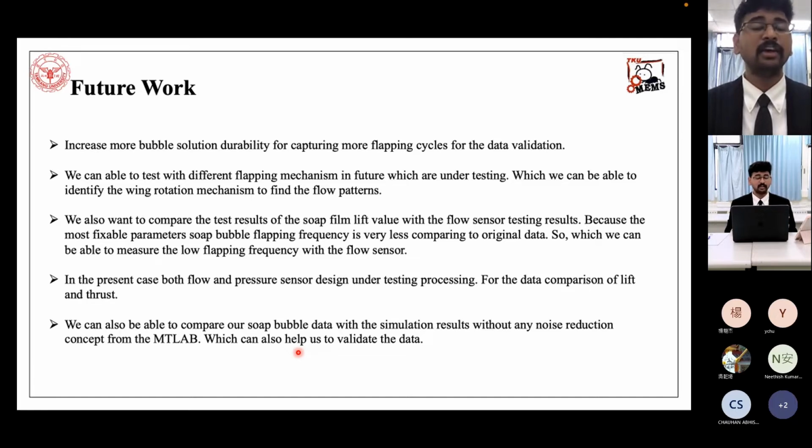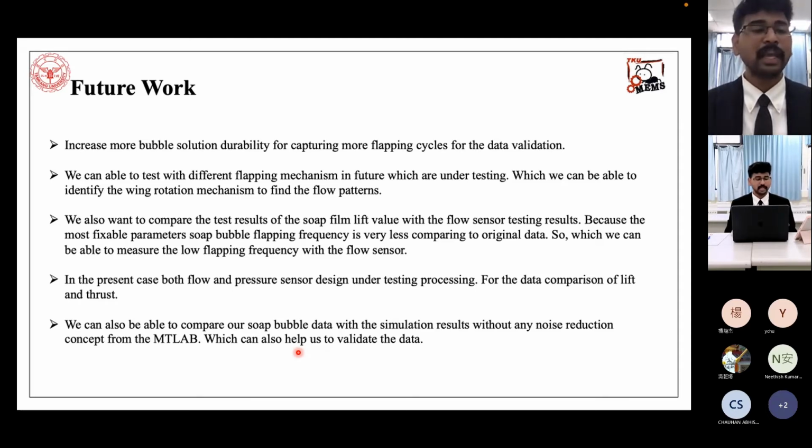Right now we have used only a few kinds of mechanisms. In future we can also use other mechanisms with my soap bubble to find the exact flow matters. We also want to compare the testing results of my soap film lift value with the flow sensor testing results, because the soap bubble flapping frequency is very low compared to the original data, which we can measure with the low flapping frequency using the flow sensors. In the present case, both the flow sensor and the pressure sensor designs are under testing for the data comparison of my lift and thrust.